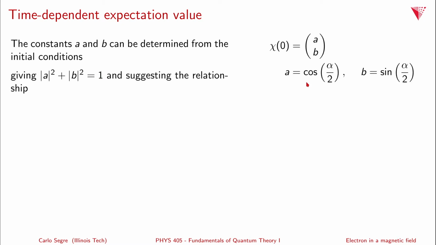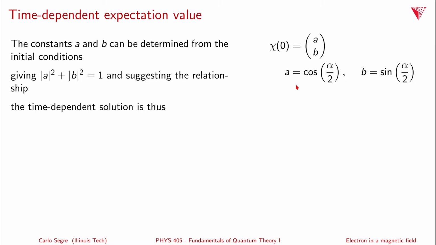we can suggest that a good way of writing this would be to parameterize a and b in terms of an angle alpha. So we can write a is equal to cosine of alpha over 2, and b is equal to sine of alpha over 2. So then we take a squared plus b squared, we just have cosine squared plus sine squared, which is always equal to 1.